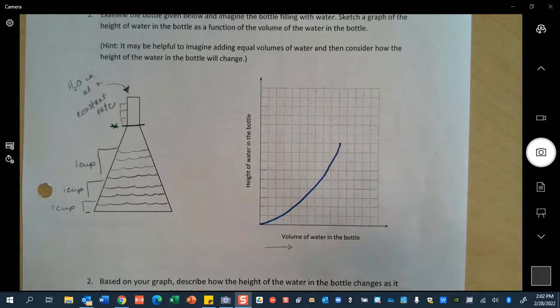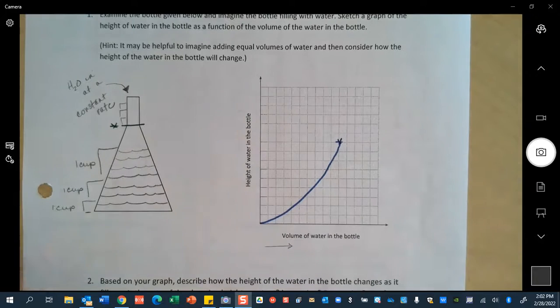So when we talk about this point right here, that's what happens right here when we hit the neck. So the interesting conversation about the neck is it's increasing at a constant rate, but it's still increasing. So talk to your group mates about what that means.